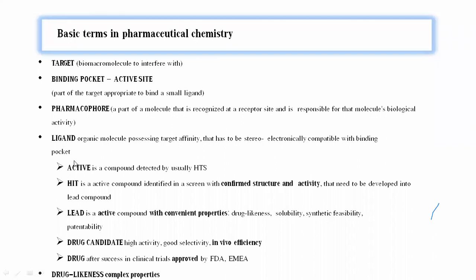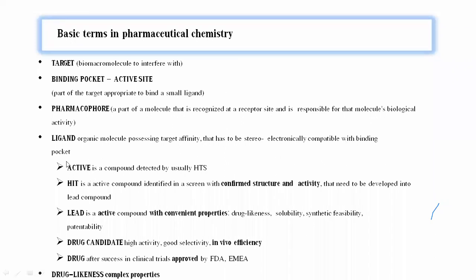stereoelectronically compatible with the binding pocket. We know the drug molecule is going to bind with the binding pocket. It is going to be recognized by that receptor cell. Then the next one, it is going to have some type of affinity. How is it going to bind? So they must have some type of attraction, some type of repulsive forces. Then and only then are they going to bind with that target cell. And these types of forces will involve stereoelectronic compatibility with the binding pocket.